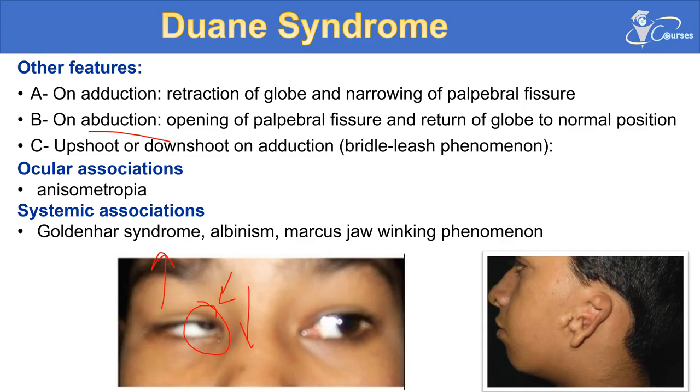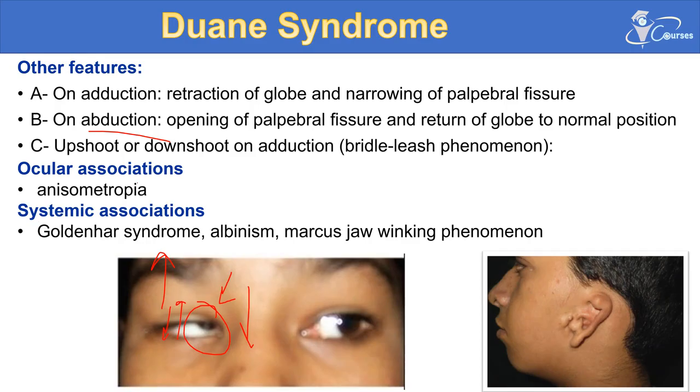And this has some theories. I don't want to talk that much about it, but it can be due to slippage of the muscle. When the patient is looking in adduction, it will cause a slippage of the muscles, so it will cause either elevation or depression of the globe. Just know the name: it is just upshoot or downshoot, which is called the leash phenomenon.